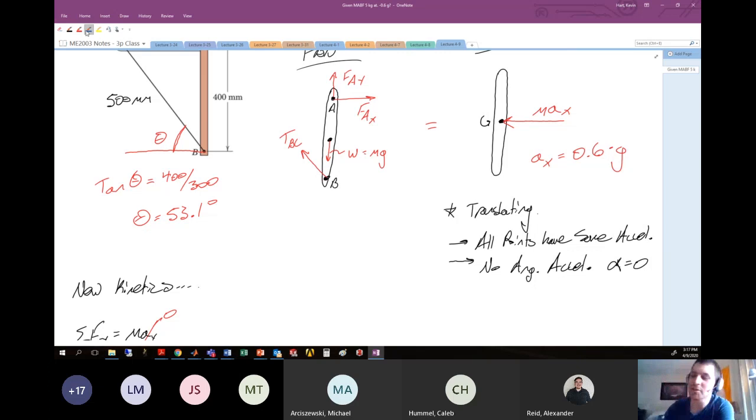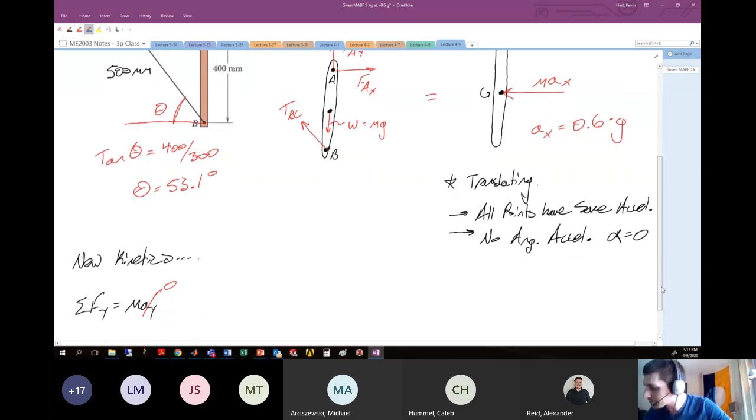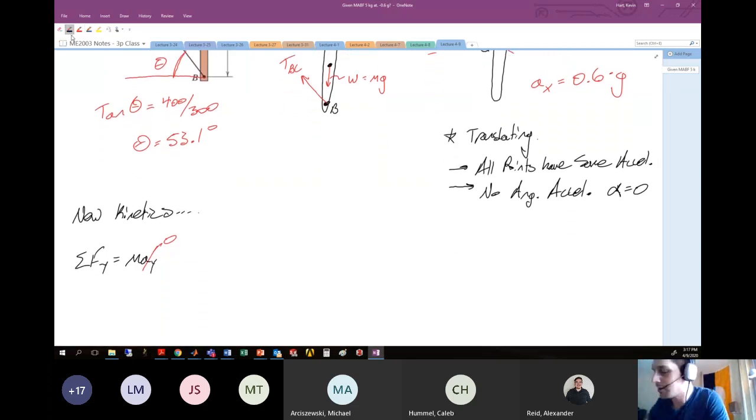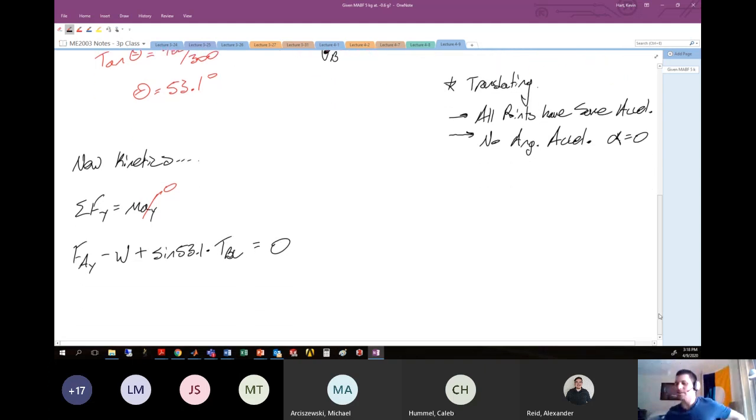All right, well, the forces that we have in Y here are this reaction force at point A. We have the weight of this guy acting downwards, and we have some component of this tension after resolving that tension into the Y direction that will give us our forces in Y. So let's do that quickly. We have the force at A in the Y direction minus the weight of this guy, and then acting in the positive direction as we've drawn it for the tension, plus the sine of 53.1 times the tension T_BC. This is all equal to the acceleration on the right-hand side, which is 0.